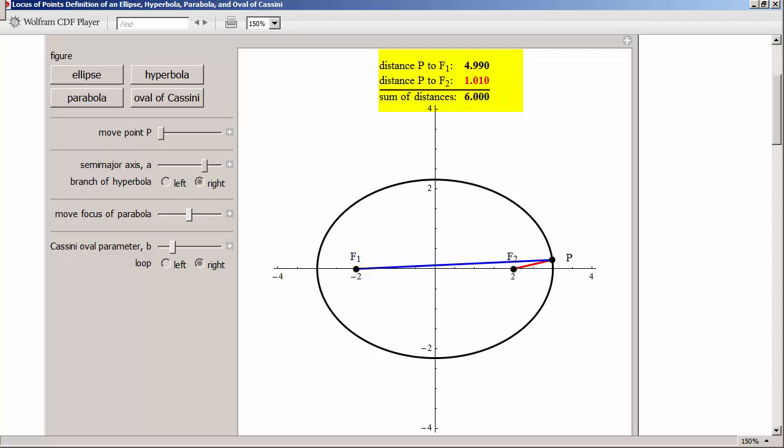Let's see, does it stay constant as that point moves around the ellipse? So here you can see that distance and that distance, add them together, it's still 6. And as I rotate around, you can definitely see that the sum of the distance remains 6.